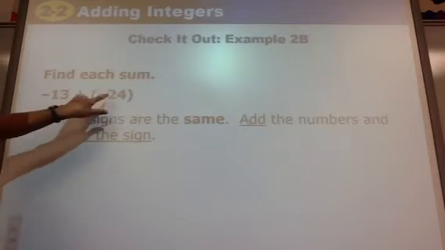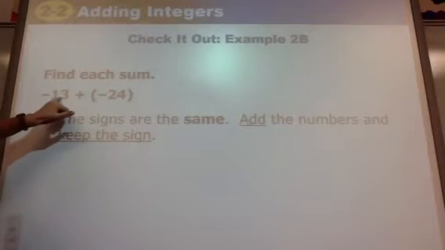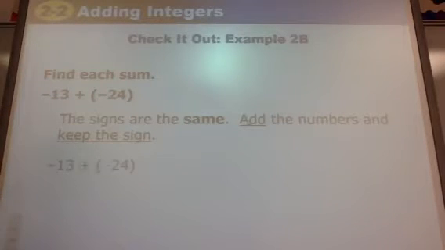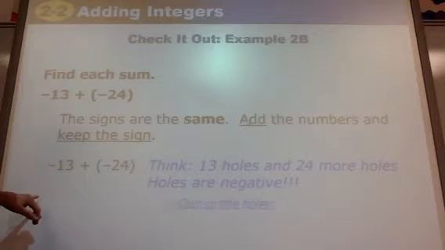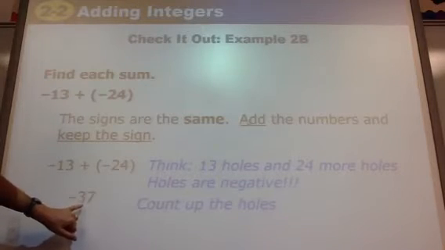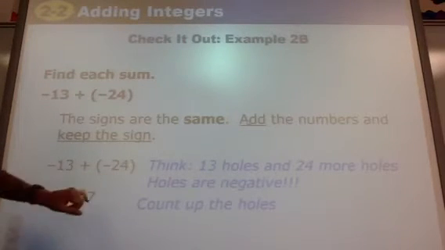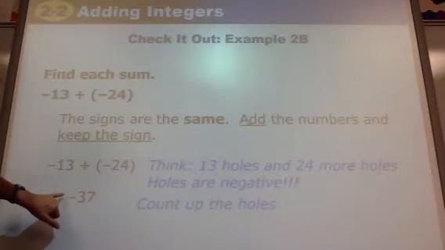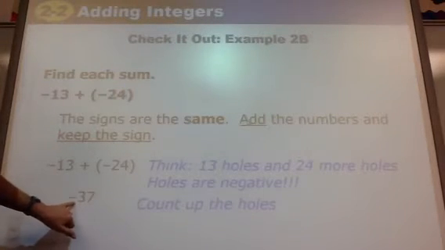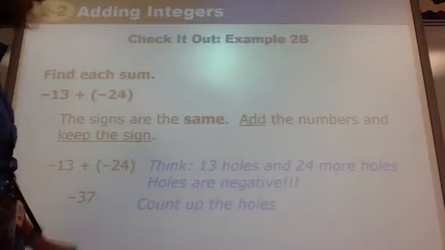They have the same signs, so we add them. So that's going to be 13 and 24, which is 37, and we're going to keep that sign. So that's -37. Since they're alike, they're both negative, your answer is going to be negative.